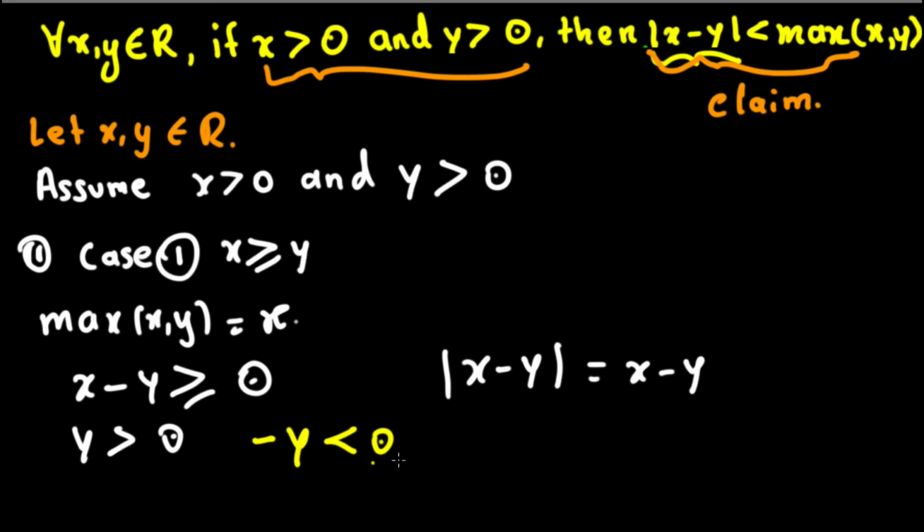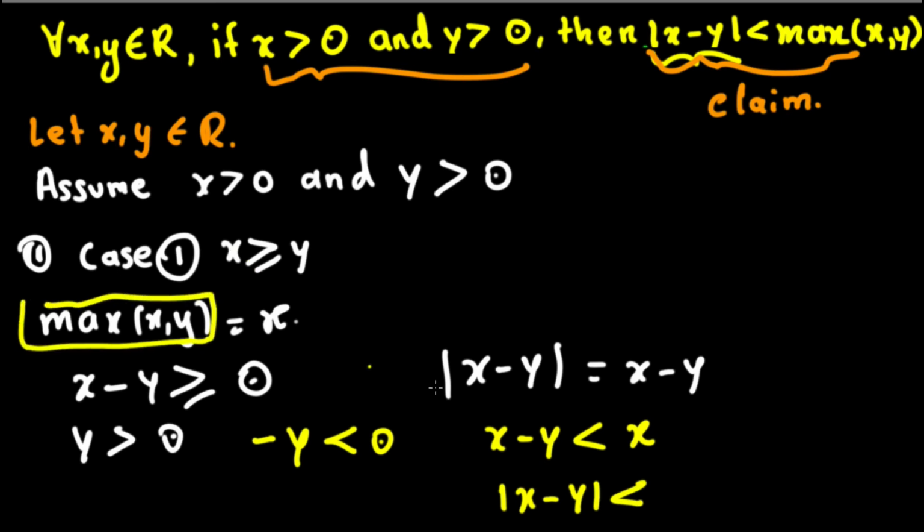If negative y is less than 0, and we add x to both sides, we get x minus y on this side and x on the other side. So x minus y is less than x. We know that x minus y is equivalent to the absolute value of x minus y, and x is our maximum of x, y, because that's the biggest one. So we proved the claim in the first case. We wanted to prove that the absolute value of x minus y is less than the maximum of x, y.